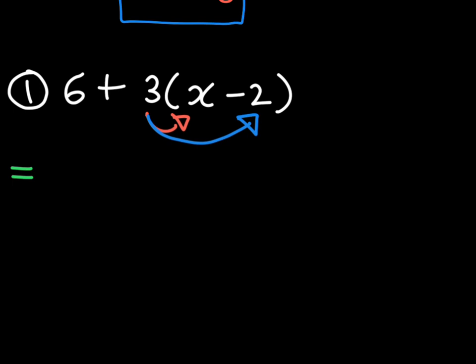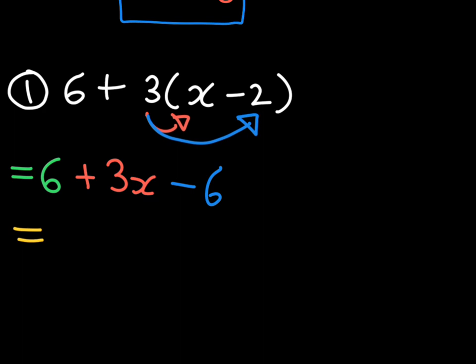So we start off, and since the 6 does not affect the multiplication, we can keep that there. Next, we're going to multiply 3 by x, and that is going to give us 3x. Next, we multiply 3 by negative 2, and that gives us negative 6. Alright, now that we have multiplied everything out, our next and final step is to identify all the like terms and let them interact with each other.